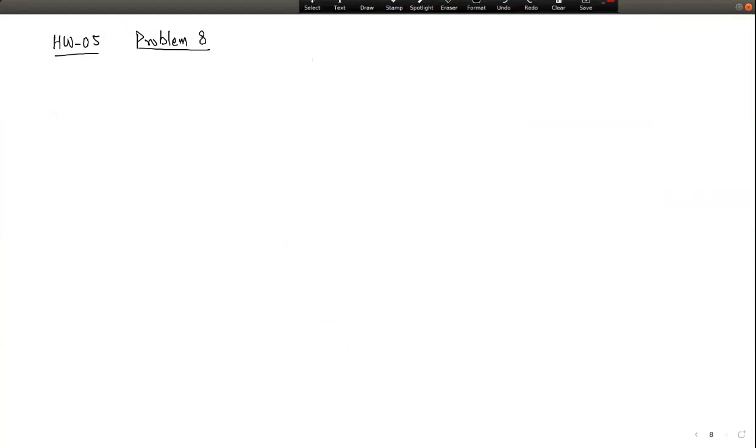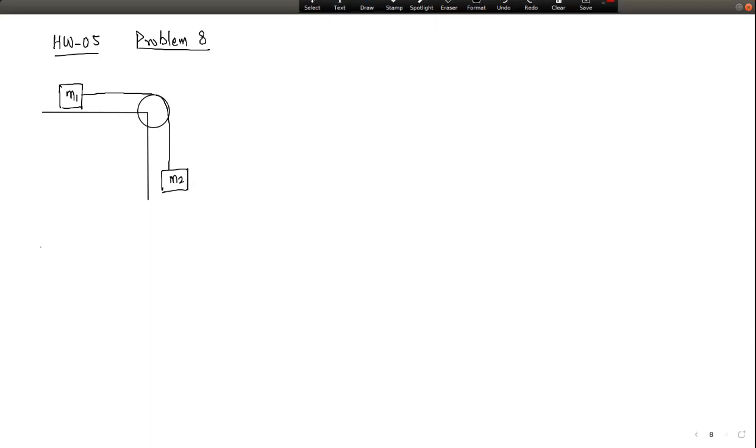This is problem 8 in homework 5. Let me draw an incline, or it's not really an incline. We have a corner of a table in the shape described, and we have a pulley, and there are two masses. The surfaces are massless. That's a rope connected, and that's M2, and that's M1.